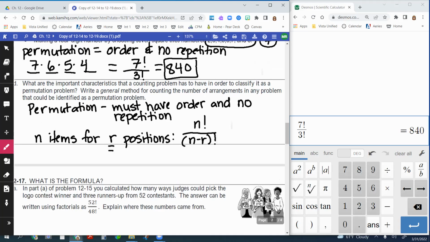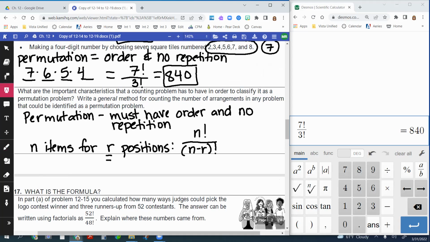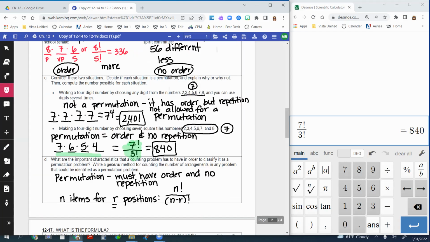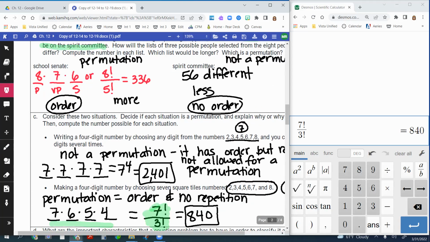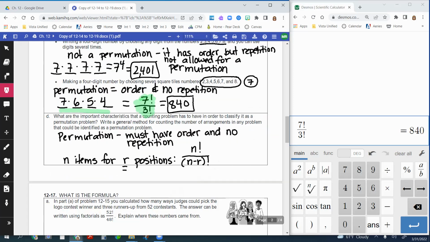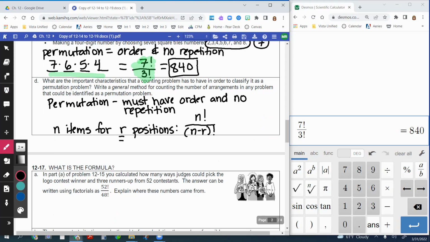So you'll notice up here when I did this, I had 4 positions, but this was not 7 factorial over 4 factorial. It's over 7 minus 4, which is 3. And up here, when we had 3 positions, and we had 8 things we're picking, it wasn't 8 factorial over 5 factorial, it was 8 factorial over 8 minus 3, which is 5. So this is going to be our formula for a permutation.